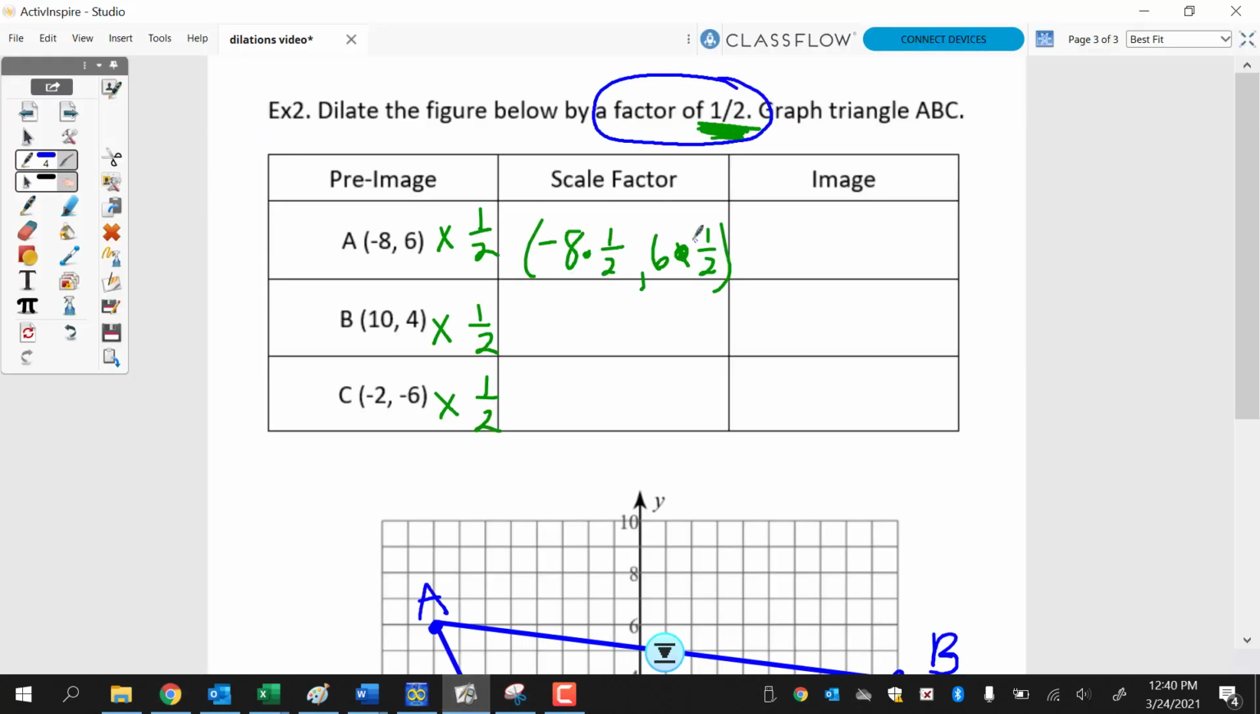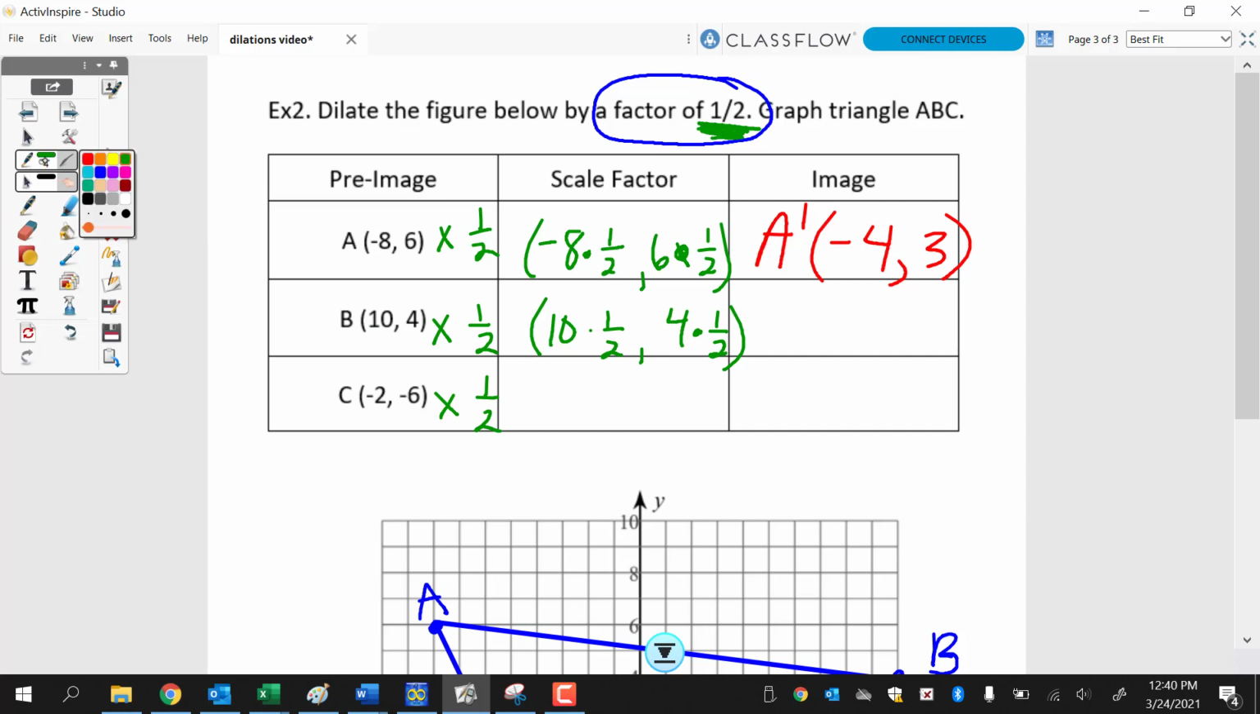Okay, so that means over here, for my new A prime, the first number is now -4. 6 times 1/2. If you don't know what that is, type it in Desmos. I know 6 times 1/2 is 3. Great. For B, we're multiplying those by 1/2. So we have 10 times 1/2 and 4 times 1/2. Okay, so that's going to give me, 10 times 1/2, we would type in Desmos. We would get 5. 4 times 1/2 is 2.